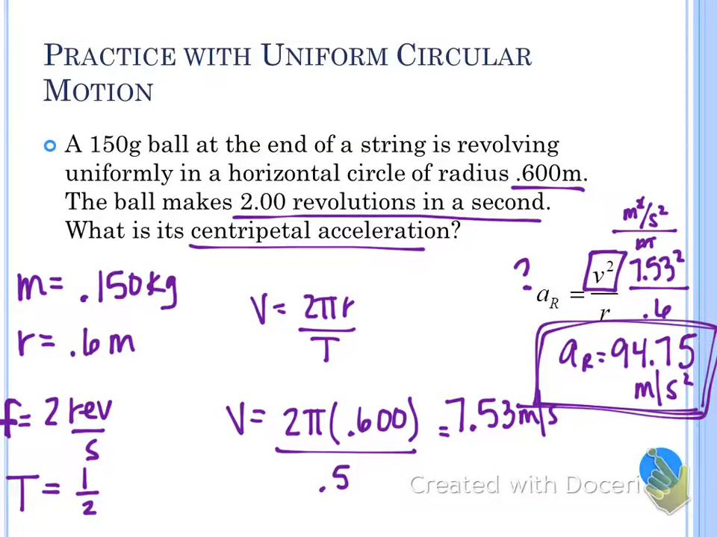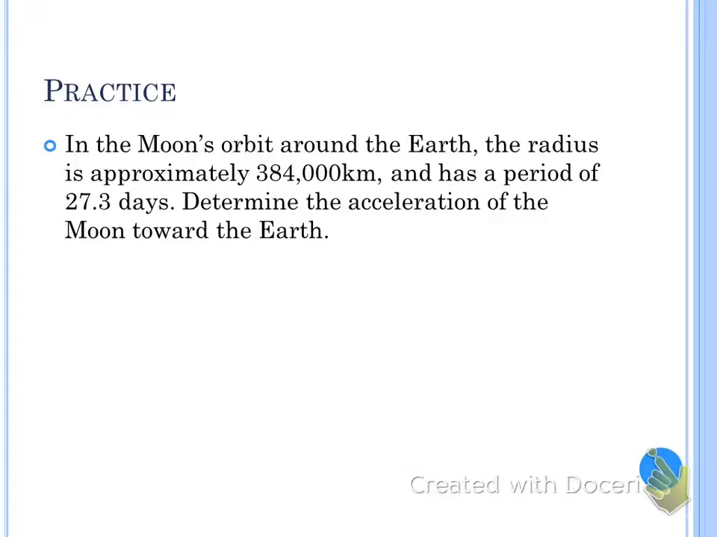In the moon's orbit around the Earth, the radius is approximately 384,000 kilometers, has a period of 27.3 days. Determine the acceleration of the moon toward the Earth. Right, so we're assuming a perfectly circular orbit here.